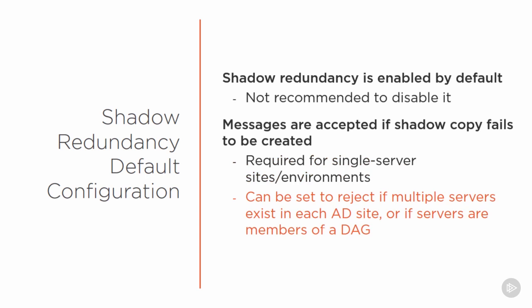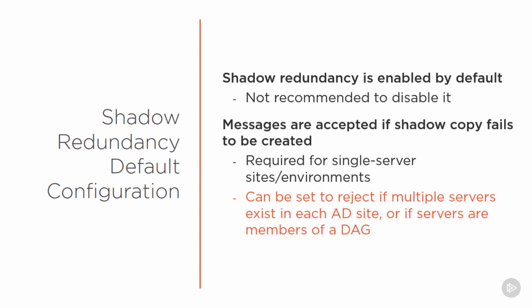Now, why would you choose to reject messages? Perhaps resilience is more important to you than continued delivery, and you'd prefer that the sending server queue those messages and then retry later. But if you've got a 2-server DAG within one site, and one server is down for a fault or perhaps for planned maintenance, that setting will actually cause all messages to be rejected while that DAG member is down. So use that option with care.